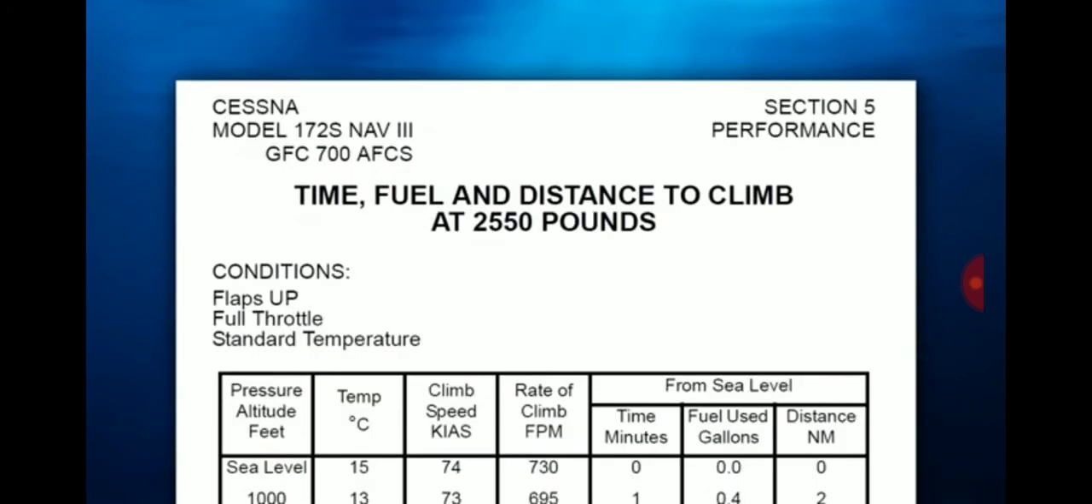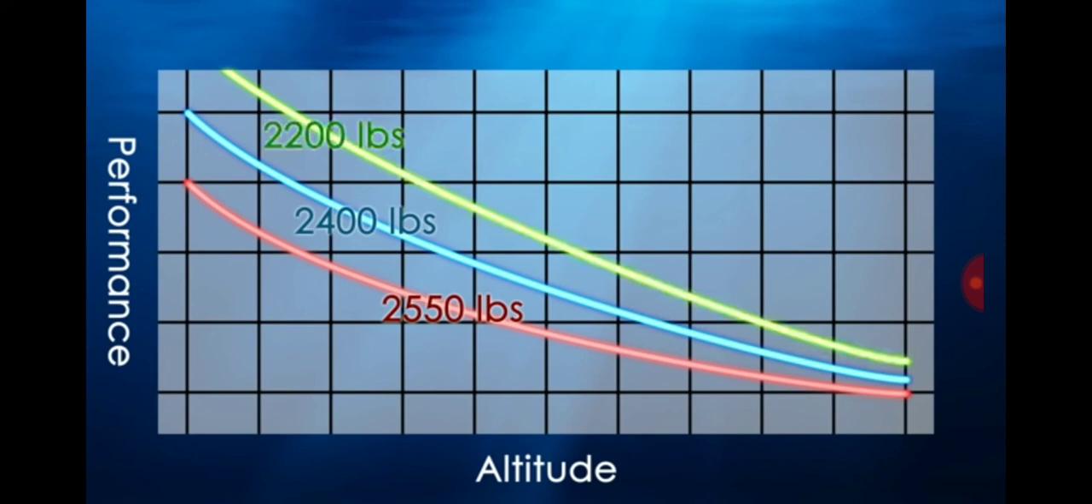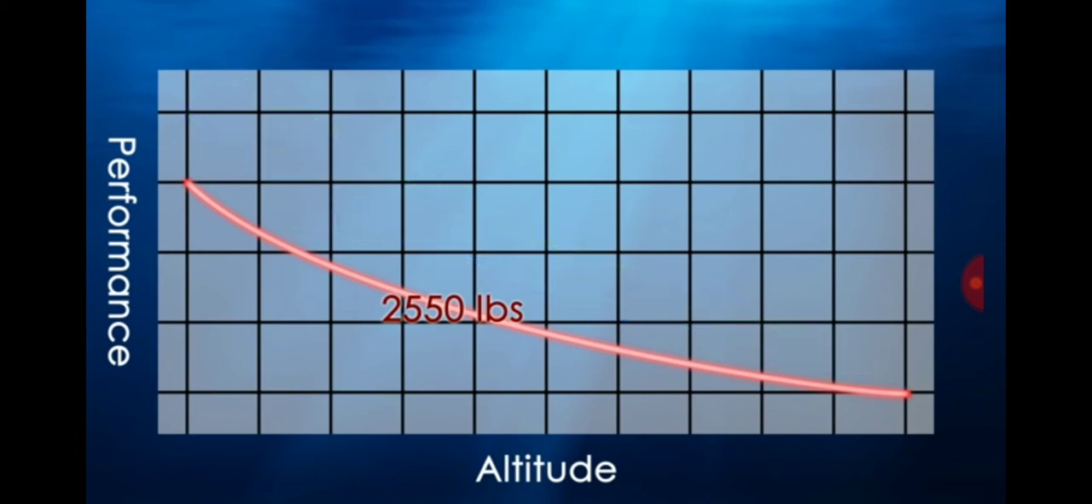Weight changes will also affect these performance values. While Cessna does not publish the performance values at lighter weights, if the airplane did weigh less than 2,550 pounds, the airplane should climb at a greater rate than the published numbers. However, since Cessna does not publish the information, we plan for the most conservative scenario at the 2,550-pound weight.